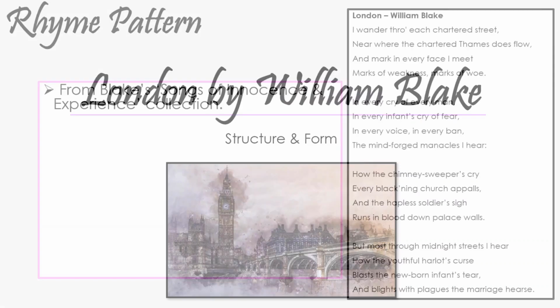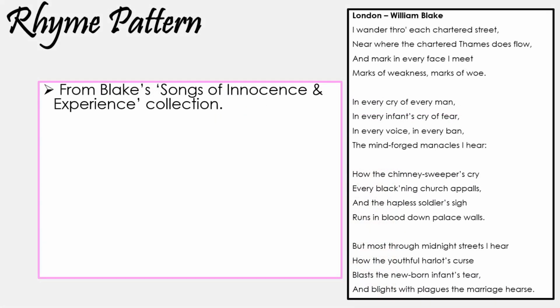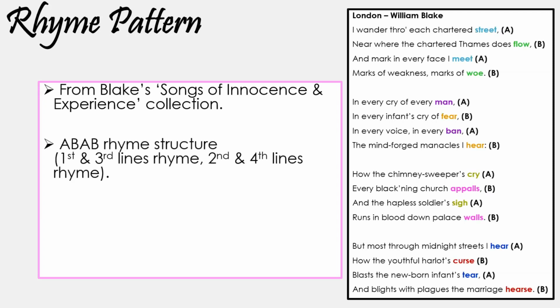So as mentioned in the context video, this poem comes from Blake's collection of poems called Songs of Innocence and Experience. It's supposed to have a song-like feel to it, which explains that AB rhyming structure. And all that this means is that the first and third lines of each stanza rhyme, and all of the second and fourth lines in each stanza rhyme.